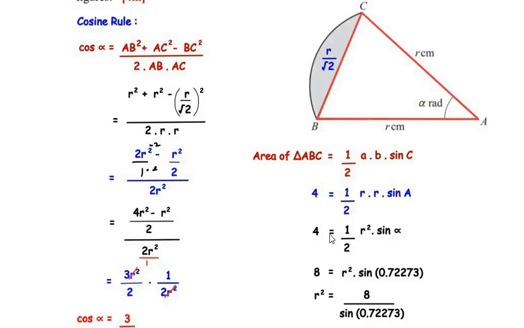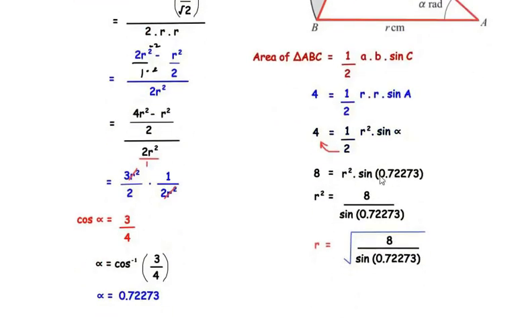So in the next step we get 4 is equal to 1/2 times r times r gives us r square times sine A, which becomes sine alpha. Now let us take 2 on the other side of the equal to sign so that it multiplies with 4, giving us 8 is equal to r square times sine of alpha. Now in place of alpha we have written its respective value, that is sine of 0.72273. Now let us take this sine on the other side of the equal to sign. So we get r square is equal to 8 over sine of 0.72273. Now taking this square on the other side of the equal to sign, we get square root of 8 over sine of alpha.